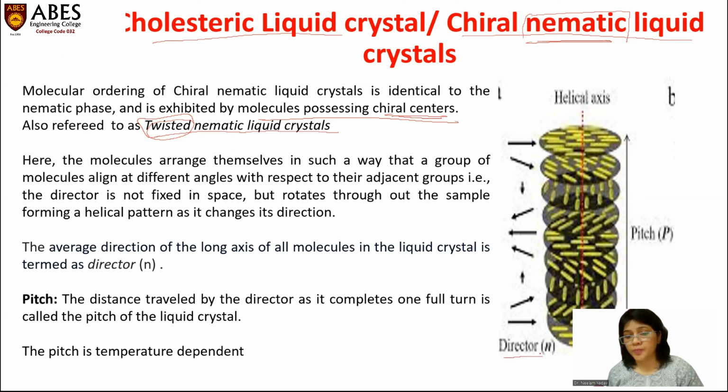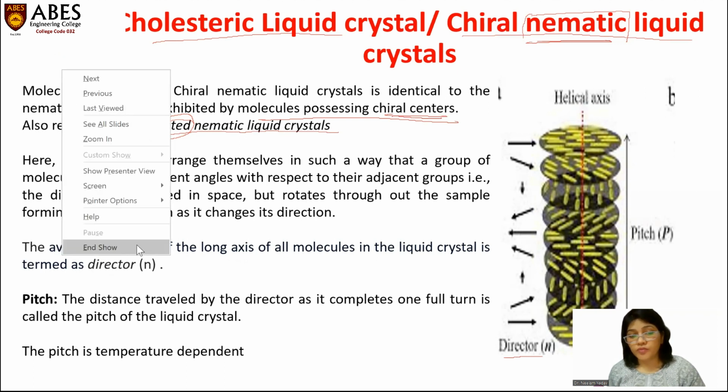Now again, when we see the structure of the cholesteric liquid crystal, we have written the word director. The director is the direction in which the long axis of the maximum number of molecules in a particular plane is oriented. That means the average direction of the long axis of all molecules in a liquid crystal is termed the director.